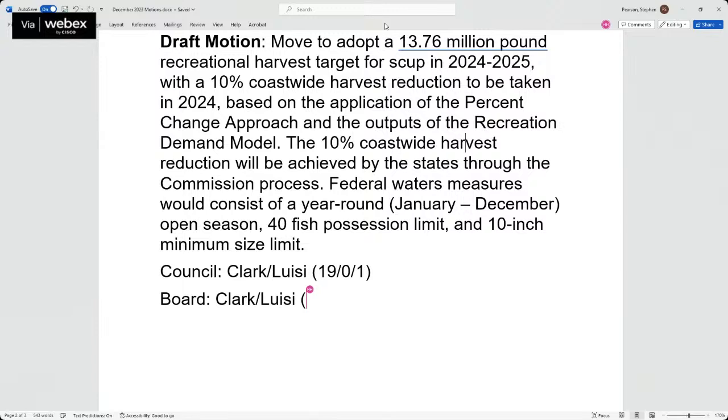Nicola. To the board, do board members need any time to caucus on this motion? Seeing none, is there any objection to the motion from the board? Seeing none, the motion carries with one abstention from GARFO. Thank you. Apologies. Abstention from PRFC as well, for the record. Motion carries with two abstentions.